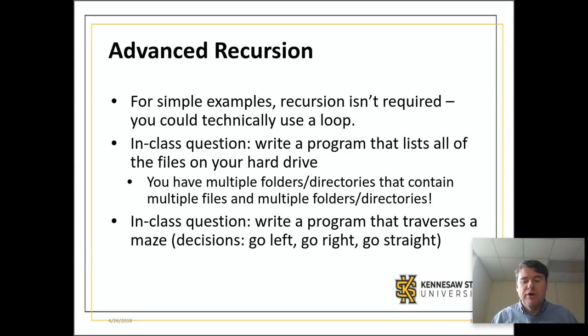But imagine something where you're doing something on half the data or a quarter of the data at a time, and you're going to need to branch off in different directions. Those are going to be cases where you're going to have to probably use recursion because it's really hard to keep track of where you are. So there are 2 examples that were mentioned here on this slide.